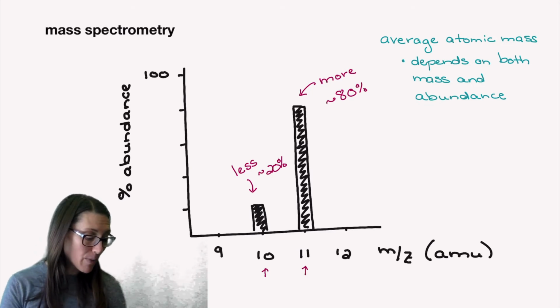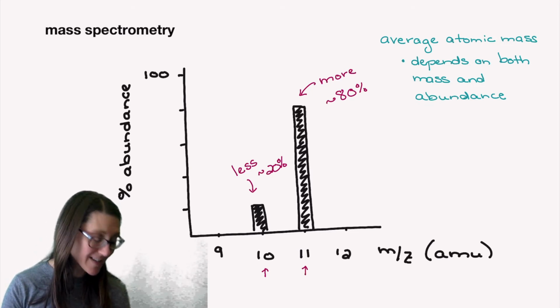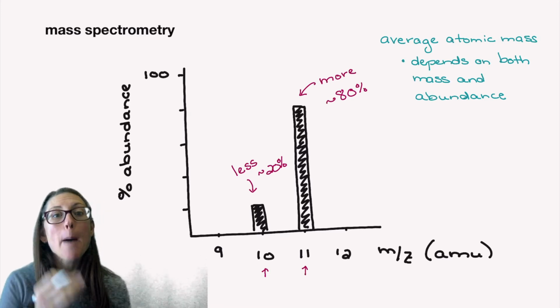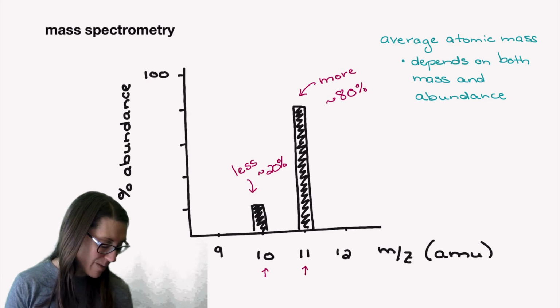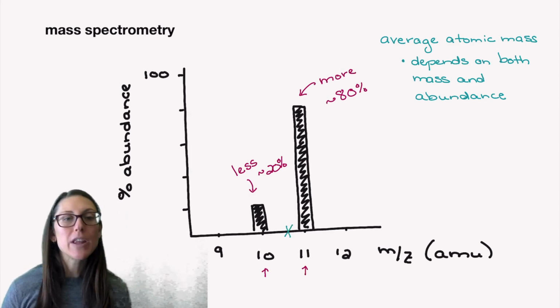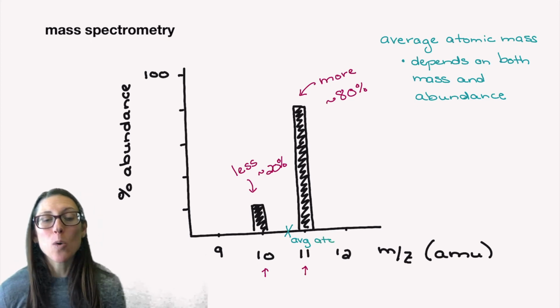In this case, because I have more of the isotope with a mass of 11 AMUs, my average mass is going to be closer to 11 than it is to 10. Maybe, here-ish. And so maybe I want to estimate that to be, say, 10.8 or so.